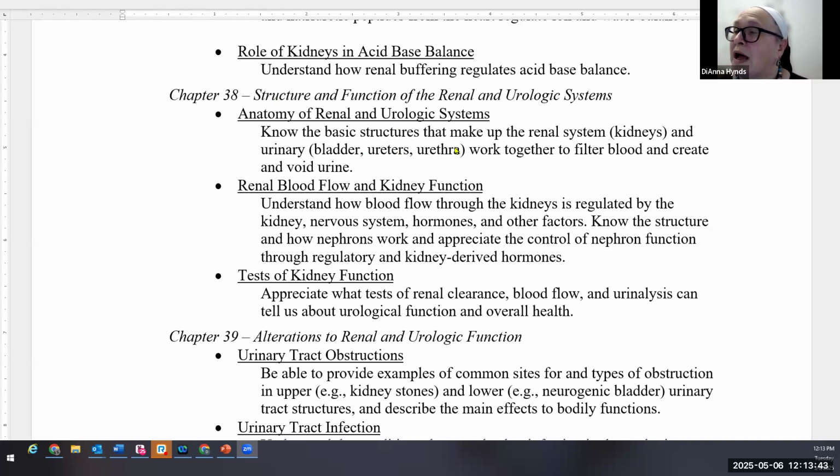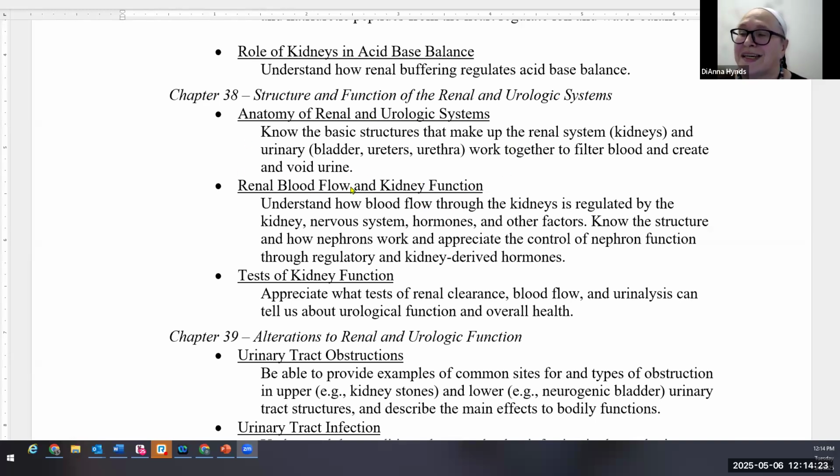You want to know a bit about the structure of the kidneys, because that dictates how the kidneys function. You want to know a little bit about the urinary system, like the bladder, the ureters, the urethra, and how they work. The kidneys' main function is to help filter the blood, and the kidneys create the urine. Then the ureters bring the urine to the bladder, and the bladder holds the urine until you're ready to void. And then the urethra is the tube through which you void urine, right?